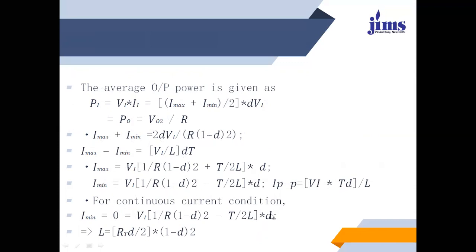For continuous current conditions, the minimum current equals 0. To identify the inductance value, we find up to what time the minimum current will be continued by the inductor. So the inductance will be identified as a specific value, so that the continuity of the output current is maintained by the system, right? This will be the end of the lecture on the buck boost converters. Thank you.